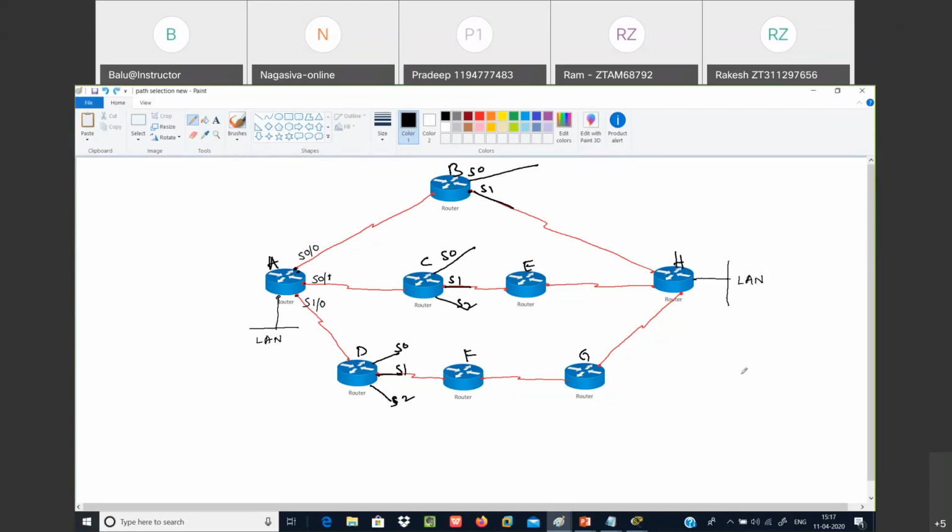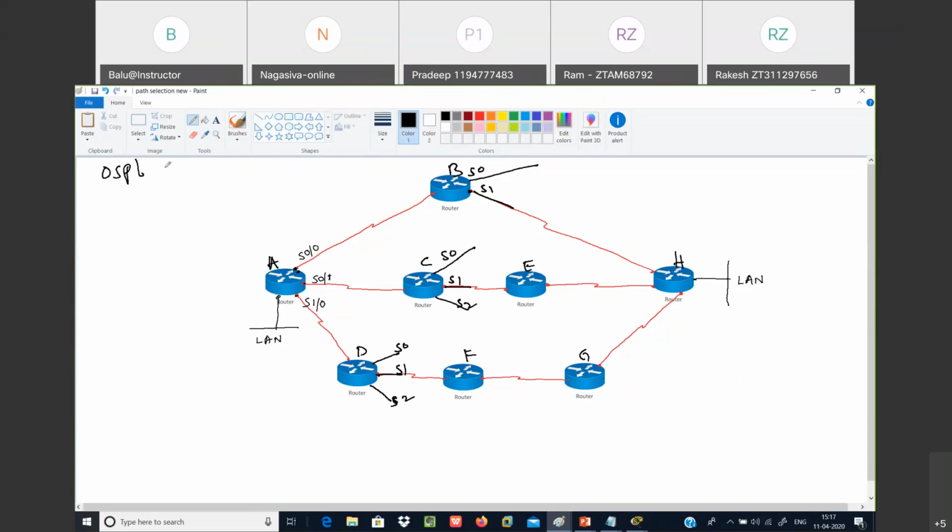Because of port number 0/0, it could be a 2600 router only. If it's 2800, we get the serial numbers as 0/0/0. Port numbers, no problem.